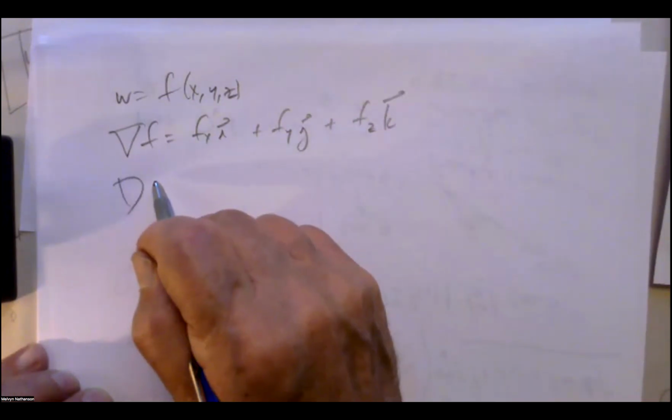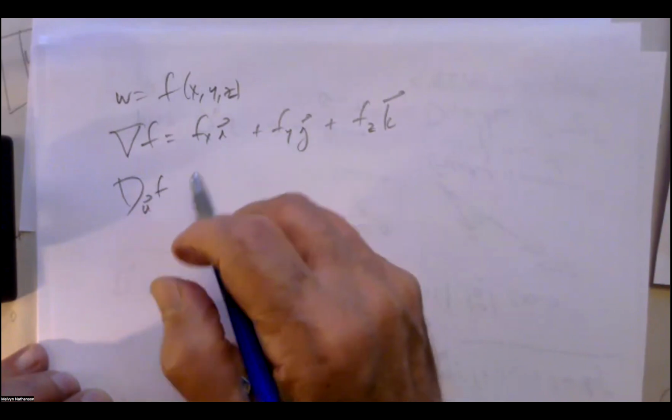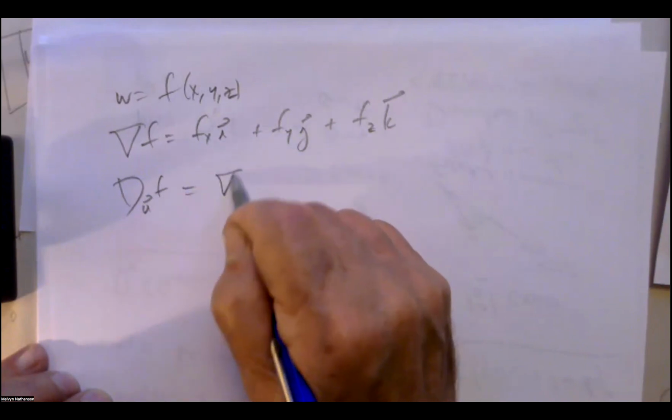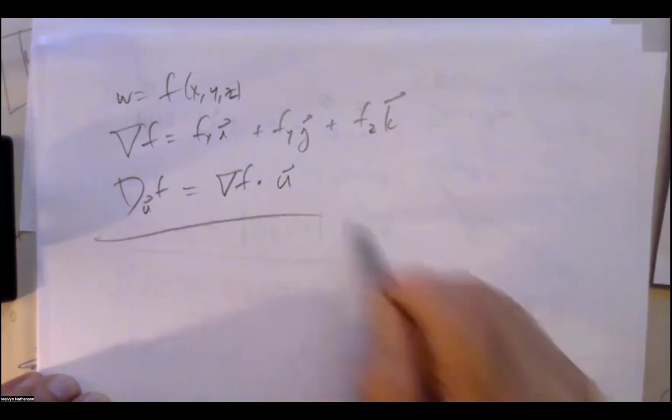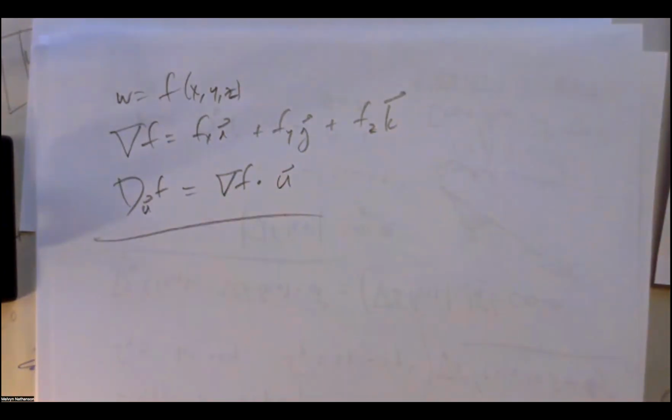And the directional derivative of f in the direction of u in 3 dimensions is still the dot product of the gradient of f with u. So in 3 variables x, y, and z, the direction of steepest ascent is in the direction of the gradient, and the direction of steepest descent is in the opposite direction, minus the gradient.